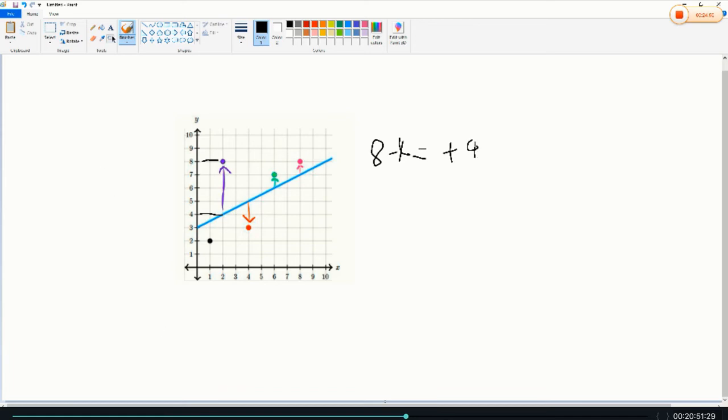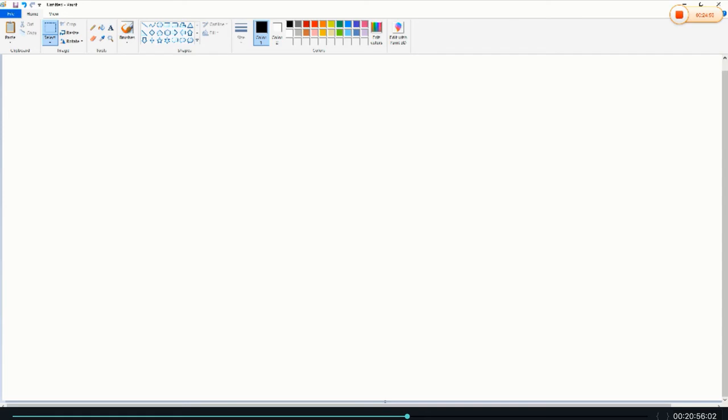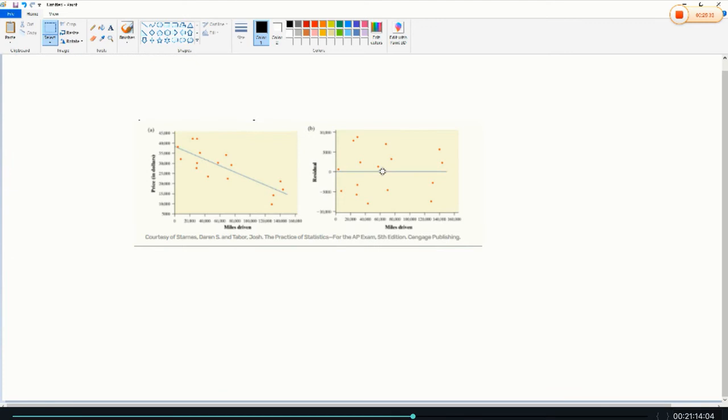Another thing you can do with residual values is plot them and make a residual plot. Residual plots can tell you a couple things. They can tell you if a linear regression line is good for a data set or bad for one. So let's look at a couple examples of a residual plot compared to its actual plot.